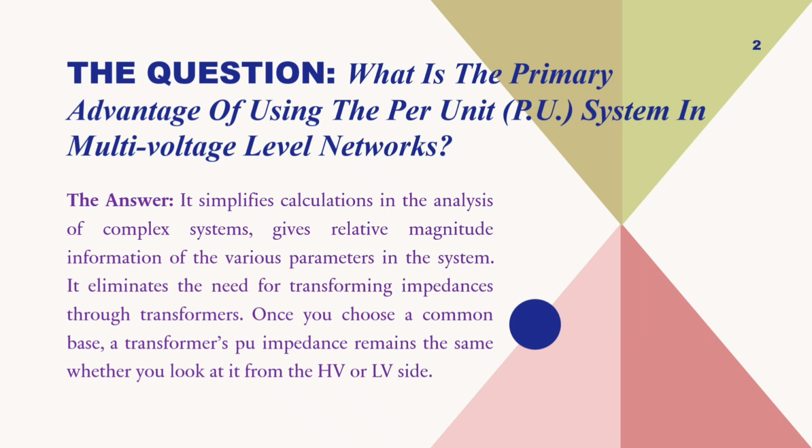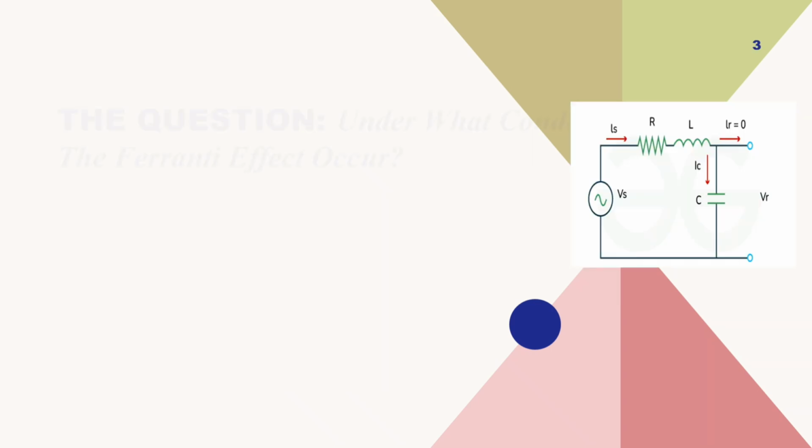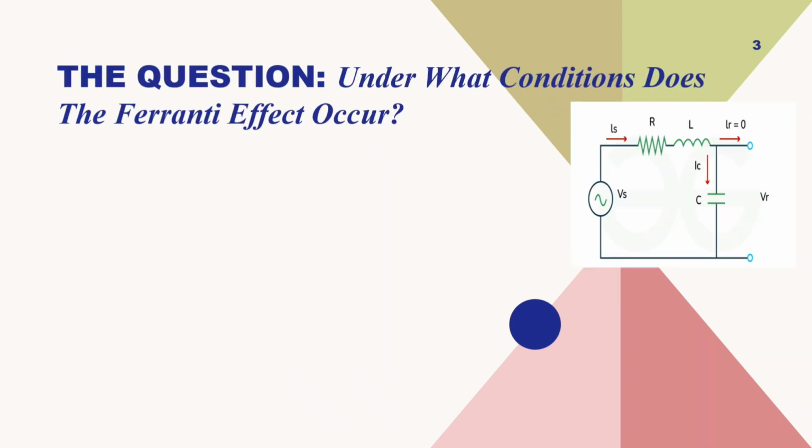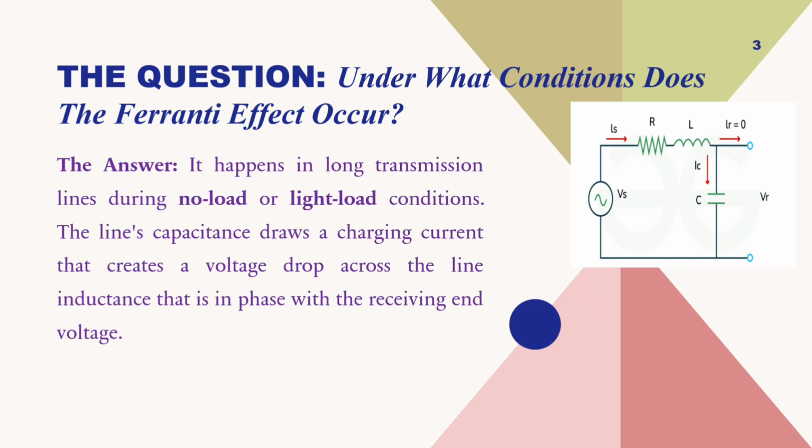So moving on to the next question. Under what conditions does the Ferranti effect occur? So let us look at the answer. Ferranti effect happens in long transmission lines during no load or light loaded conditions. The line's capacitance draws a charging current that creates a voltage drop across the line inductance that is in phase with the receiving end voltage.